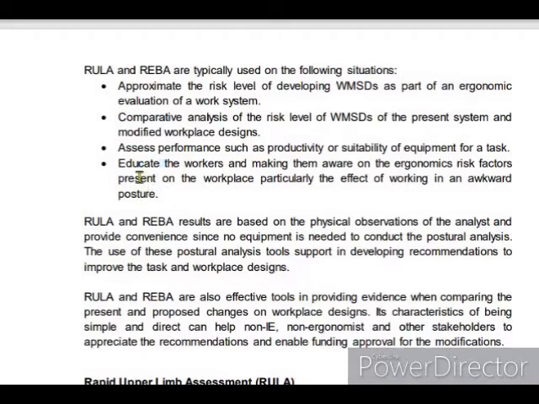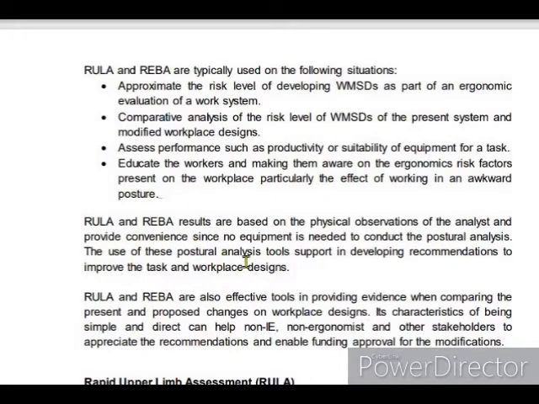Okay, so educate the workers in making them aware of the ergonomic risk factors present in the workplace, particularly the effect of working in an awkward posture. Okay, so sabi nga, there is no better way than education. Okay, so we will educate our workers para naman ma-aware sila sa konsepto ng magandang posture. Okay, kasi alam na nila yun nga lang, hindi nila napapractice. So, iba yung alam sa napapractice. Okay?